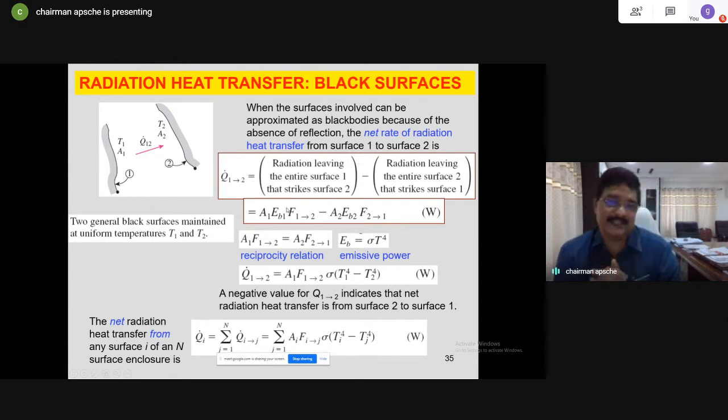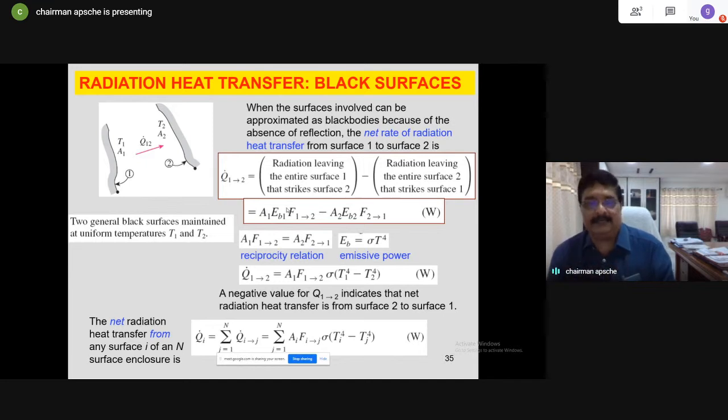Now, what is the second surface? The second surface is also a black body. What is a black body's definition? It absorbs all the radiation that's falling on it. What is the radiation intercepted by this? EB1 A1 F1 to 2, which is leaving surface 1 and falling on it. And by virtue of its nature as a black surface, it absorbs all the radiation that's falling. So what is the radiation exchange from 1 to 2? It is A1 EB1 F1 to 2.